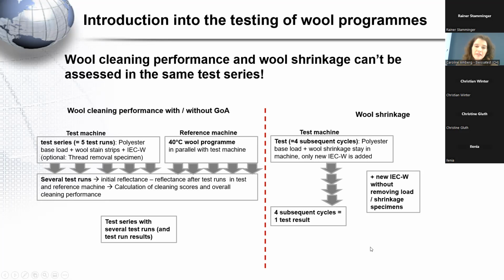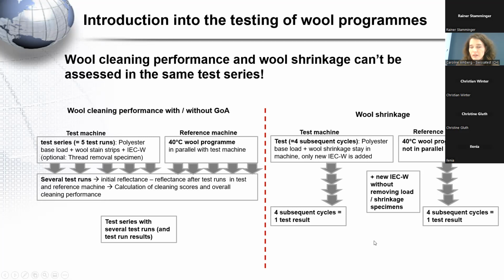And then at the end, after these 4 subsequent cycles, you have 1 test result. You also have to run tests in the reference machine, but this does not have to be done in parallel. It just has to be done once with the same batch of wool shrinkage specimen and the same batch of detergent and water quality, of course. So this is a different principle, as you can see, and therefore it cannot be combined.